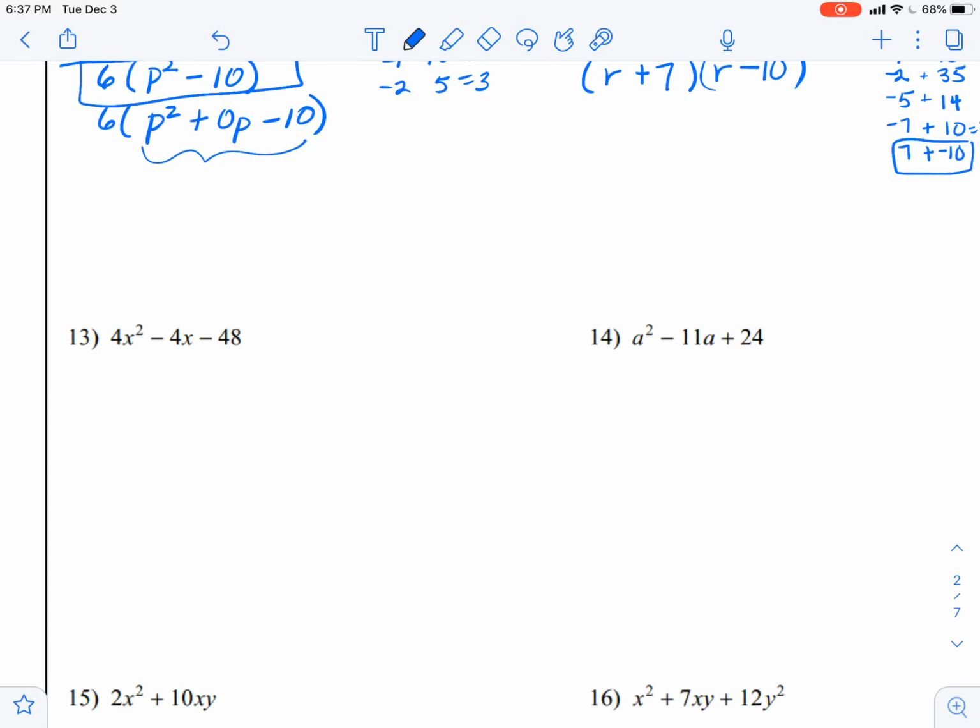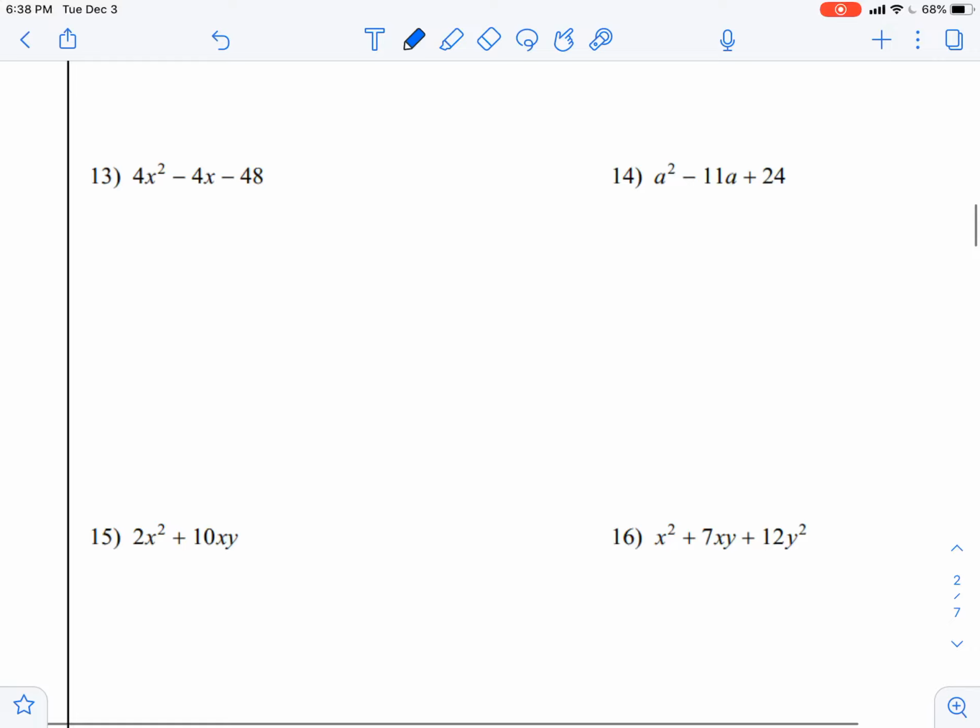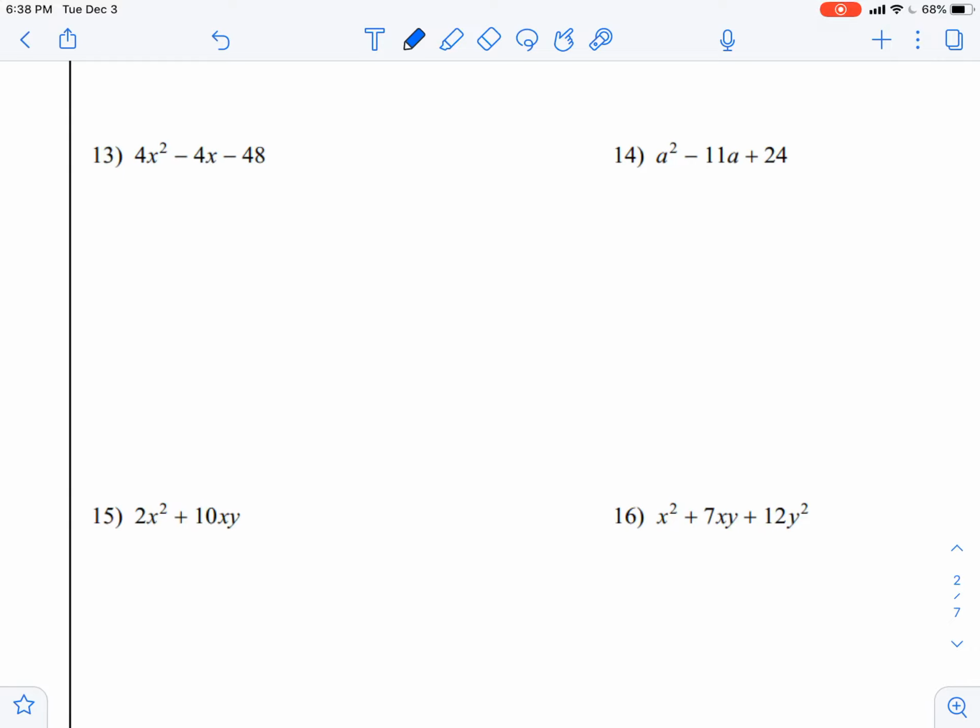Number 13. Again, look for a common factor. I can take out a 4. So x squared minus x minus 12. Again, I'm going to set my two parentheses up. The only way to get an x squared is an x and an x. I have, again, a negative 12, so I'm going to need one positive and one negative.